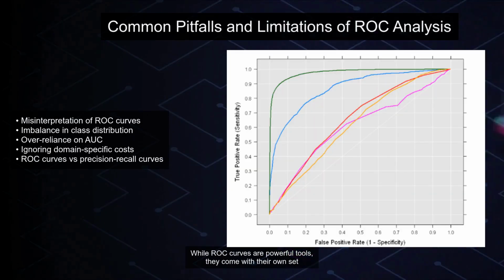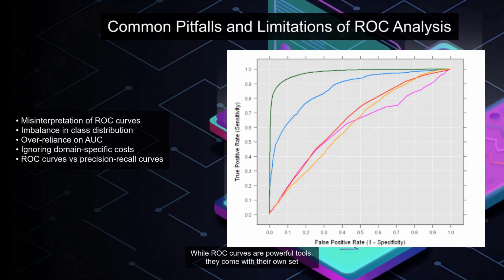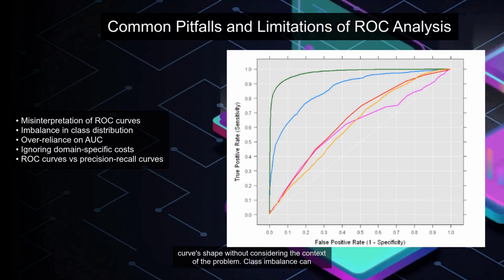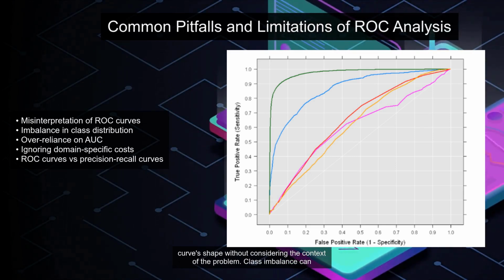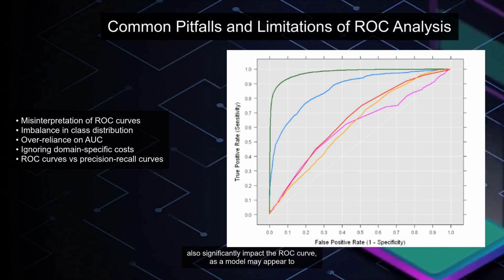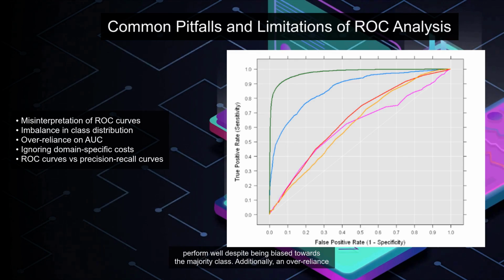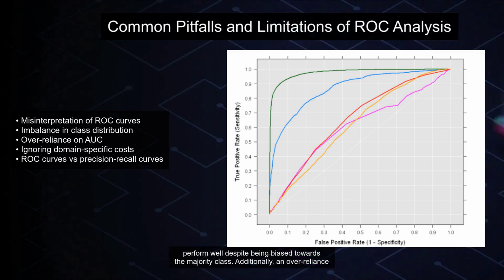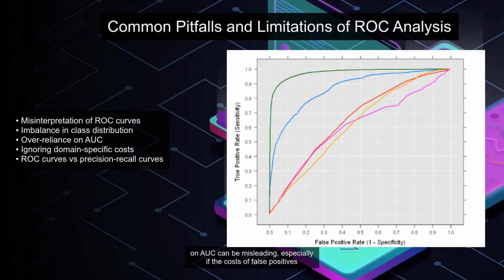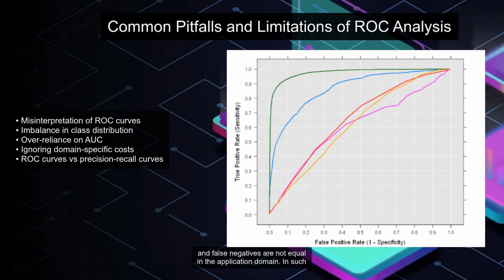While ROC curves are powerful tools, they come with their own set of challenges and limitations. One common pitfall is the misinterpretation of the curve shape without considering the context of the problem. Class imbalance can also significantly impact the ROC curve, as a model may appear to perform well despite being biased towards the majority class. Additionally, an over-reliance on AUC can be misleading, especially if the costs of false positives and false negatives are not equal in the application domain.